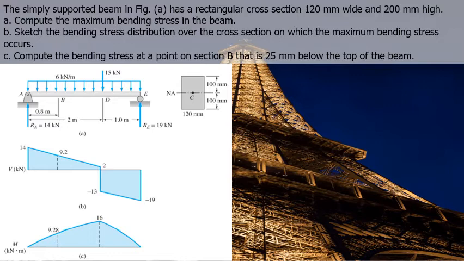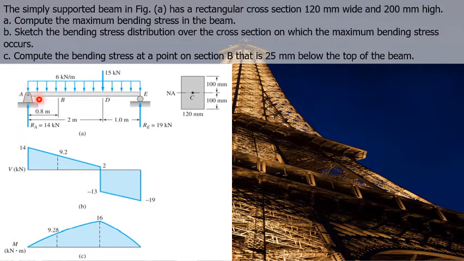After solving for the support reactions, we're now ready to sketch the shear and moment diagrams. In this problem, I'll be using the area method. First, we sketch the shear diagram. At point A, we have a positive or an upward support reaction equal to 14 kilonewtons. So it means that we go up 14 kilonewtons.